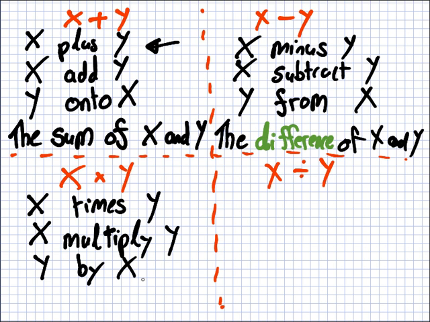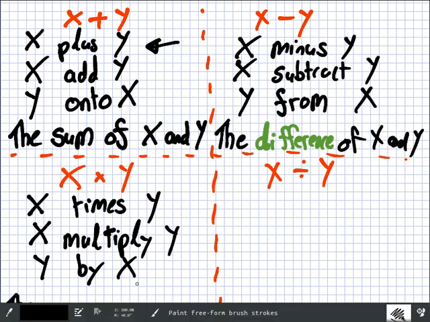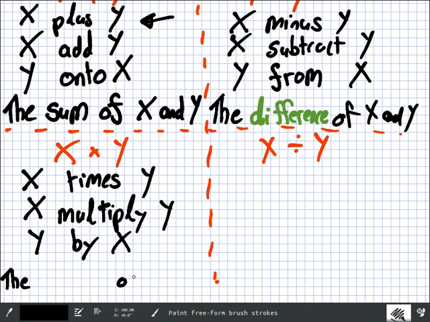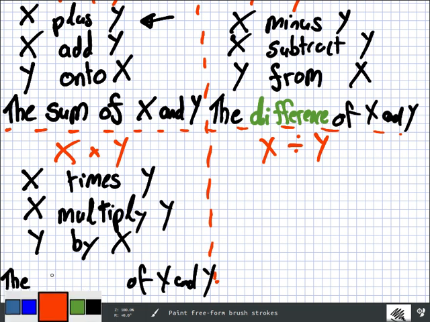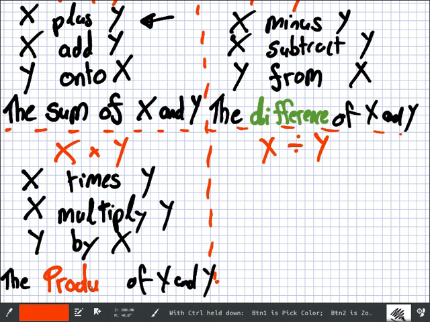The last one, I wonder if anyone wants to try. Have a guess. Again, it's the something of X and Y. What word might go here? Any guesses? It's hard. I think this one's a bit too hard. Here you can say the product of X and Y.